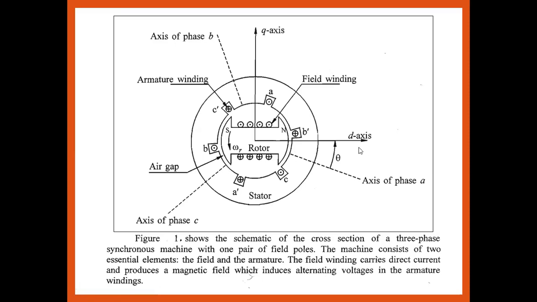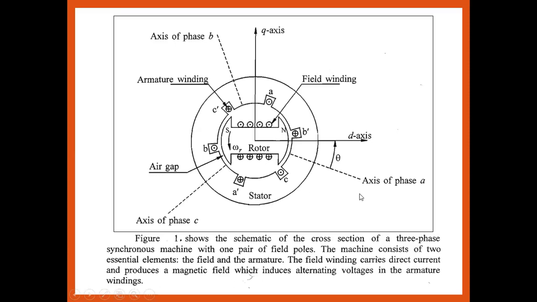the direct axis and the quadrature axis? The direct axis and the quadrature axis is nothing but a three-phase supply, three-phase voltage represented as a two-phase voltage, that is the direct axis and the quadrature axis. That's why the field winding is there.